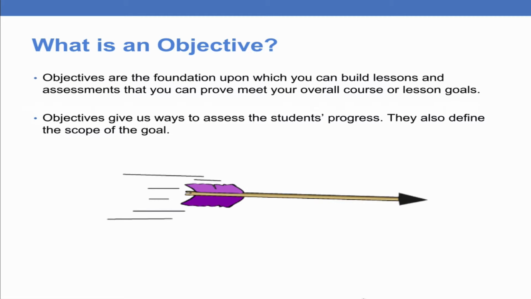What is an objective? Objectives are the foundation upon which you can build lessons and assessments that can be proven to meet overall course or lesson goals. Objectives give us ways to assess the student's progress. They also define the scope of the goal. Think of objectives as tools you use to make sure you reach your goals. They are the arrows you shoot toward your target goal.